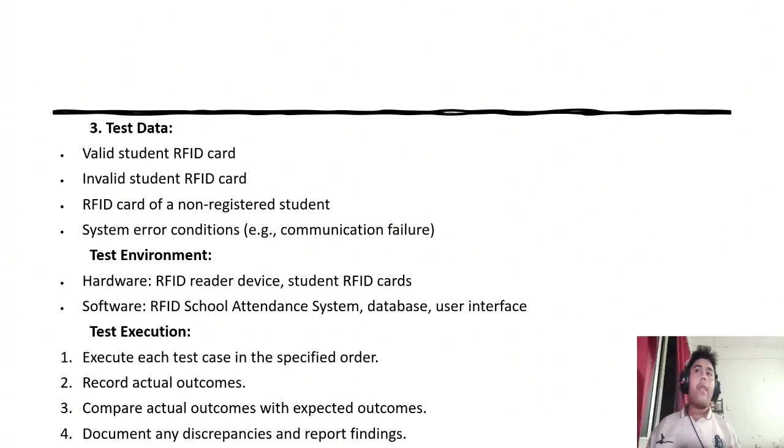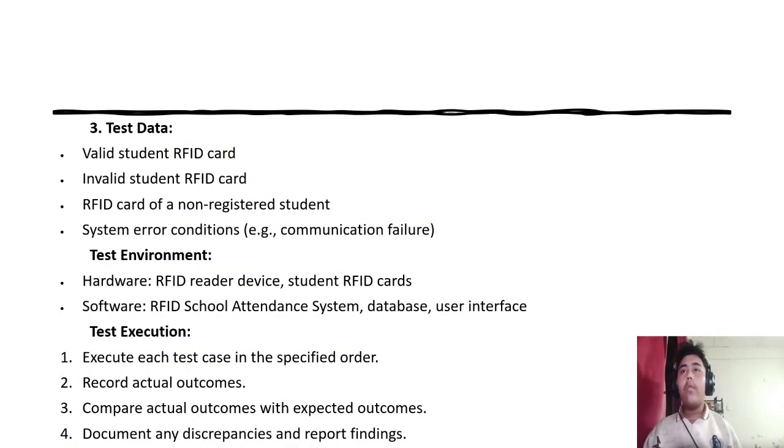So test environment. Hardware: RFID card reader device, student RFID card. Software: RFID school attendance system, database and user interface. Test execution: execute each test case in the specific order. Record actual outcomes. Compare actual outcomes with expected outcomes. Document any discrepancy and report findings.